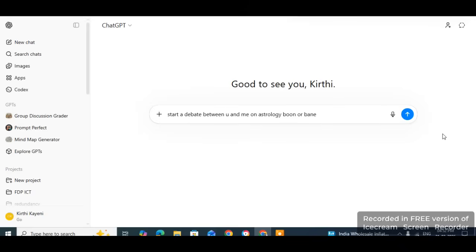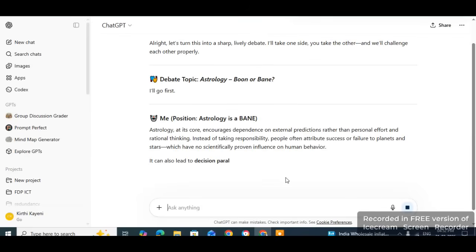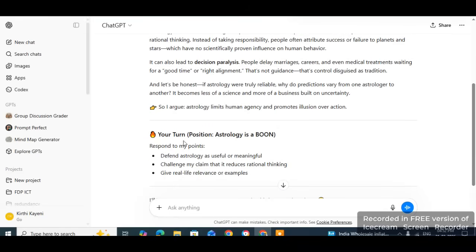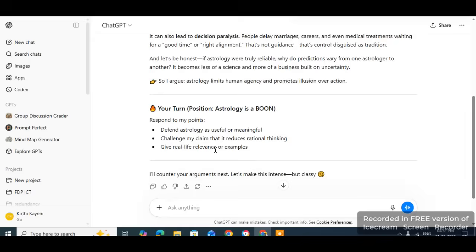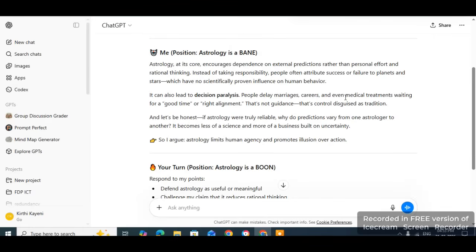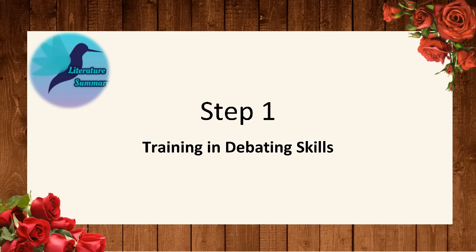bane. When we give this prompt, we see that the chatbot is giving us a lot of things. It is taking a position like astrology is a bane. That is the position ChatGPT is taking, and it wants me to take the turn astrology is a boon, and it is also helping me to generate responses. But I don't like this kind of approach because it spoils my spontaneity. So I'm not going to opt for this option where we have endless content. It is really very hard to go through all this content and process it and give our answers.